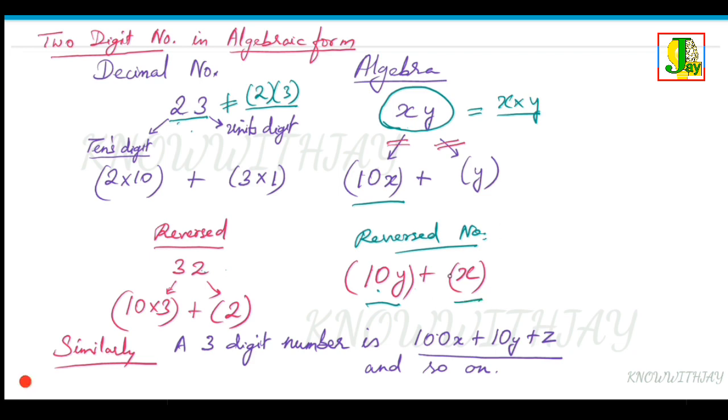Similarly, we can expand this to further 3-digit numbers or 4-digit numbers. Like a 3-digit number has 100x for the third digit place, or the hundreds digit place, and the tens digit place is to be multiplied by 10, and the units place is to be multiplied by 1. So this is how we generally write in algebraic form a 2-digit number or a 3-digit number.